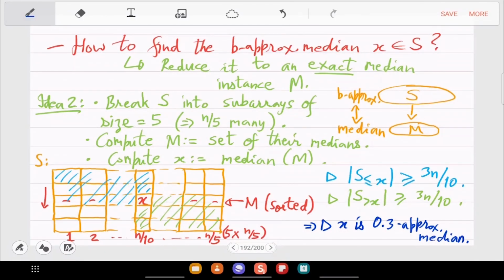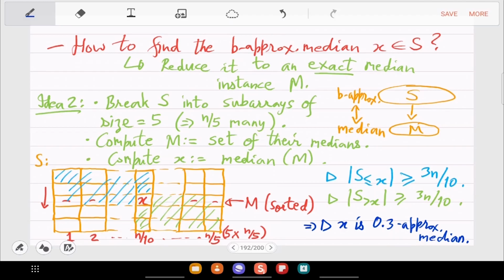Is it fine? So yeah, the hard part is now done. So you have identified your pivot, right? By one recursive call, you can actually compute the pivot, which will be a 30% approximate median.